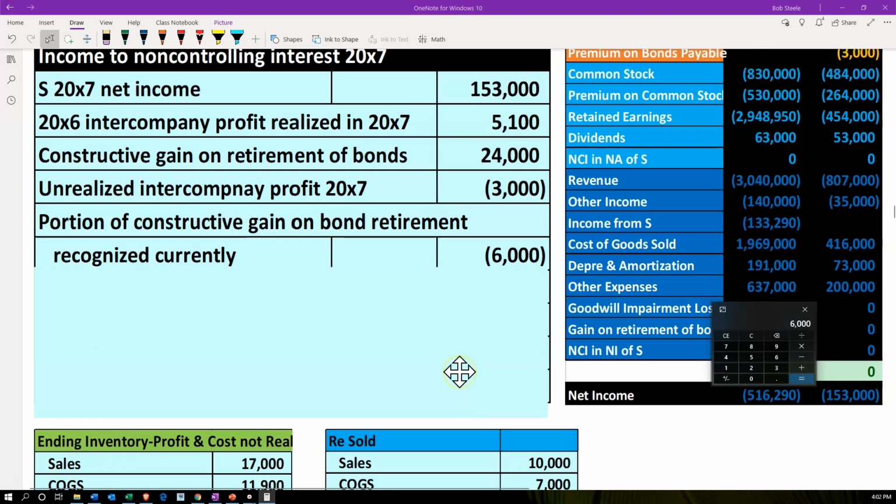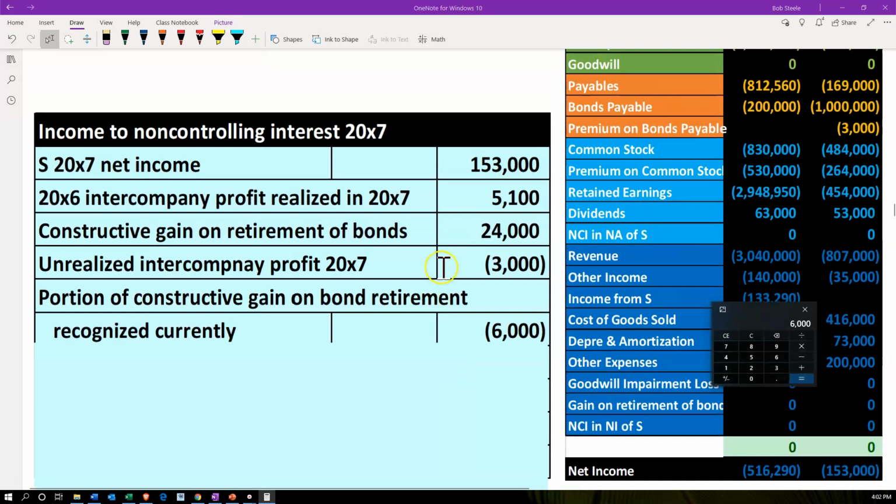Now, we'll deal with this a little bit more as we go to the journal entries, because this business with the 24,000 constructive gain is one of the more confusing components, or one of the newer components here. And so we'll calculate it here. We'll also take a look at it, of course, when we do the consolidation journal entries.